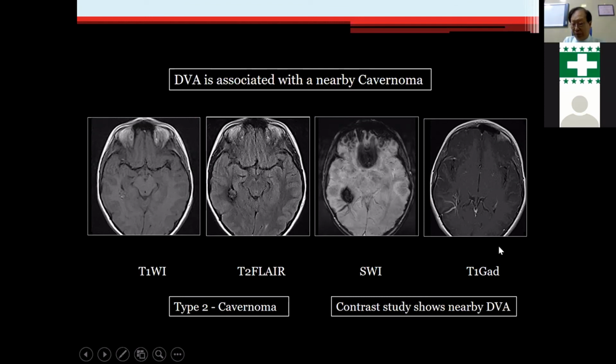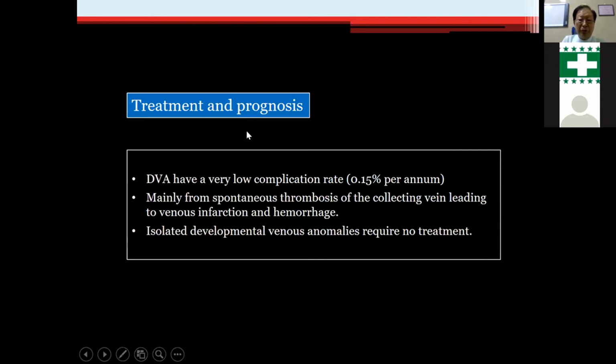Now, for treatment and prognosis, usually they don't require any treatment. They're too small and they don't give any problem.